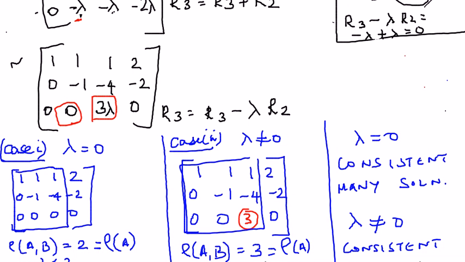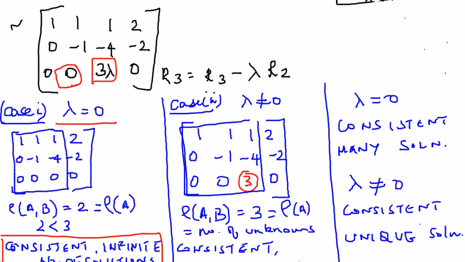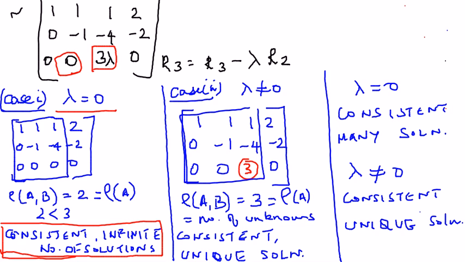So we took two cases, where lambda equal to 0. When lambda became 0, 3 lambda also became 0. Therefore the rank of A and B and the rank of A was equal, and it was 2. That is, there were only 2 non-zero rows, but it was lesser than the number of unknowns. Number of unknowns is 3. Therefore we said that the system is consistent because the rank is the same, but since it was lesser than the number of unknowns, we said it had many solutions, infinitely many solutions, right?